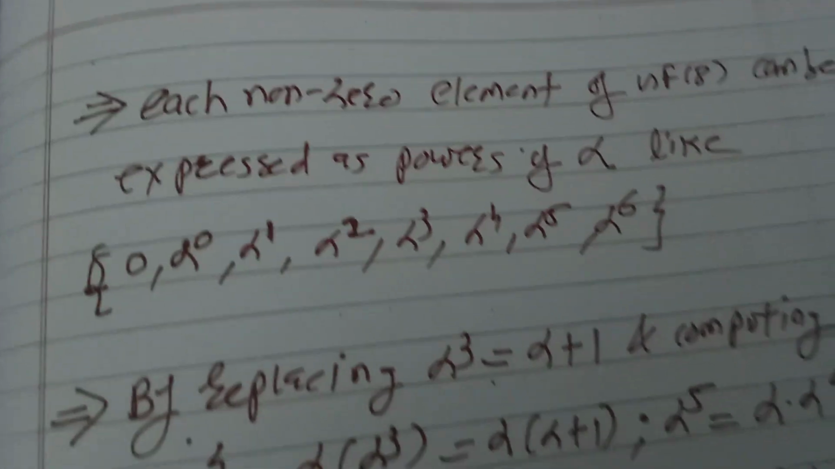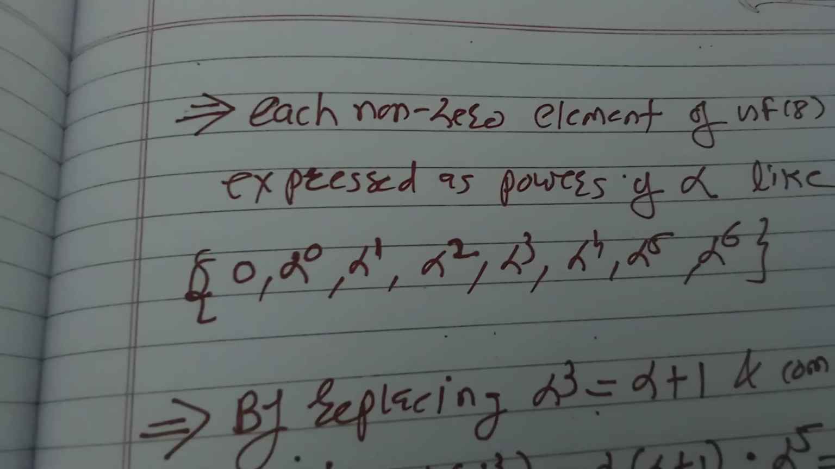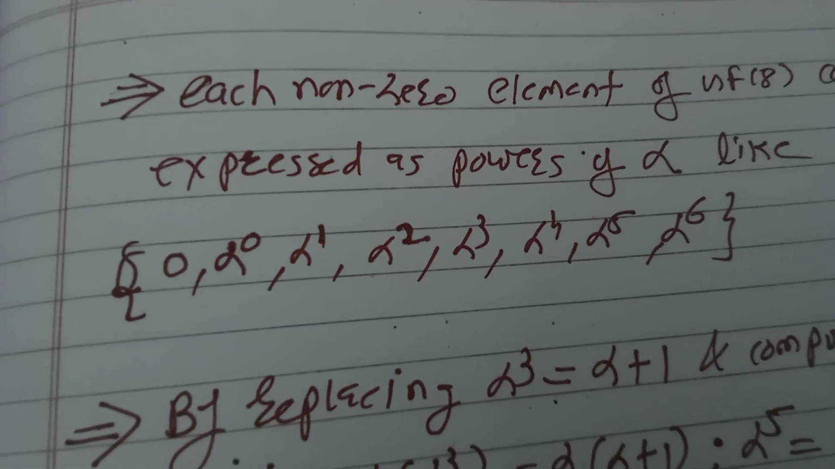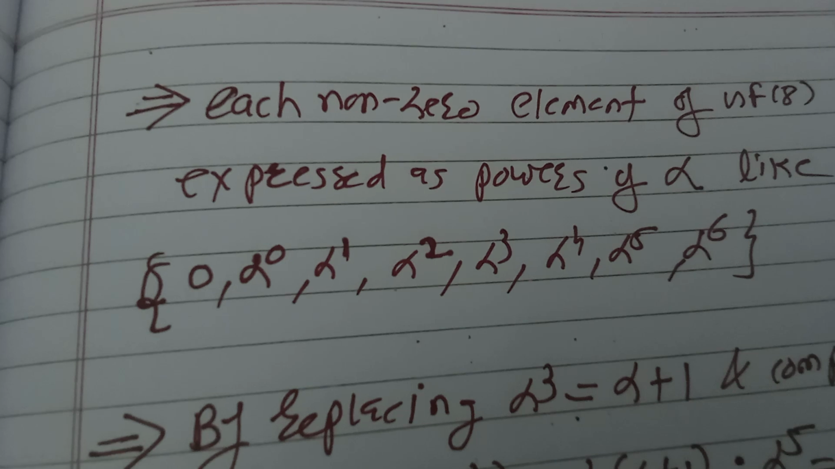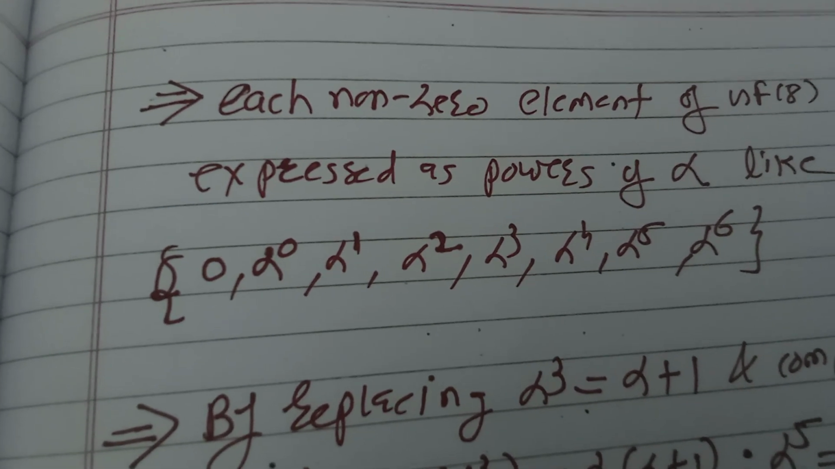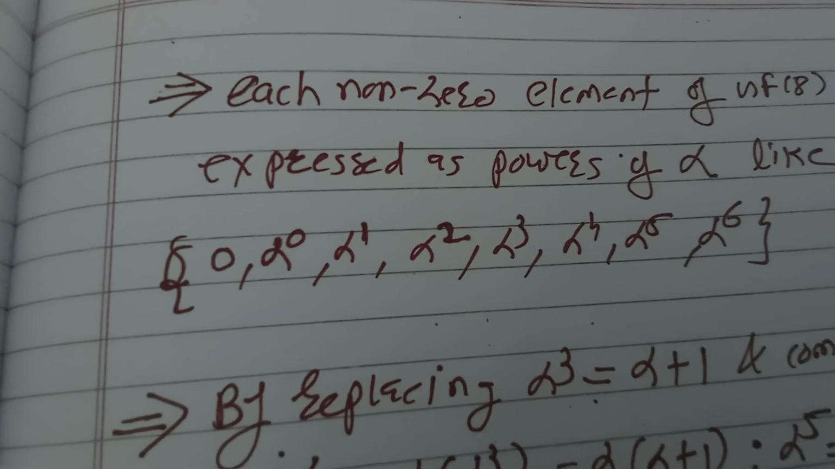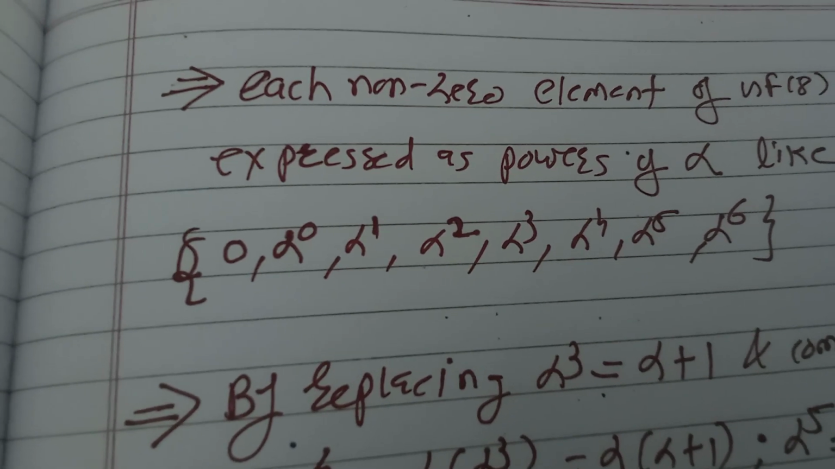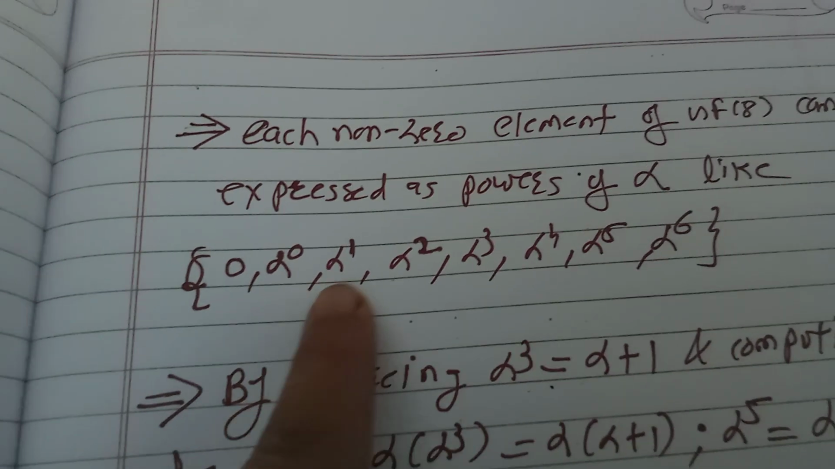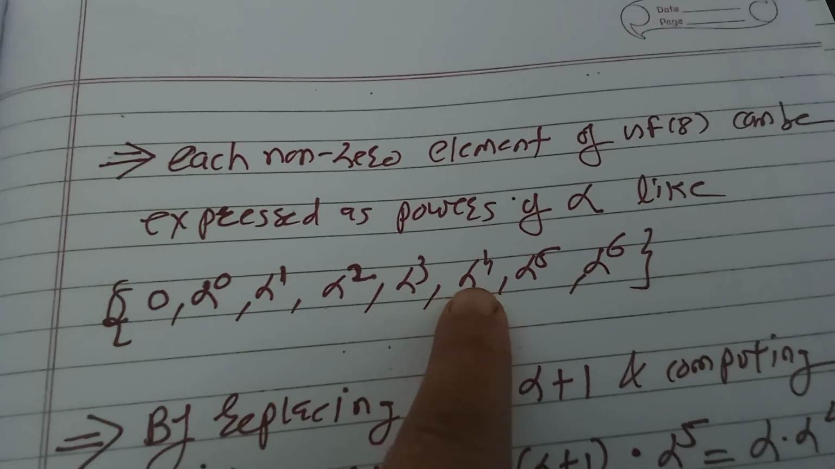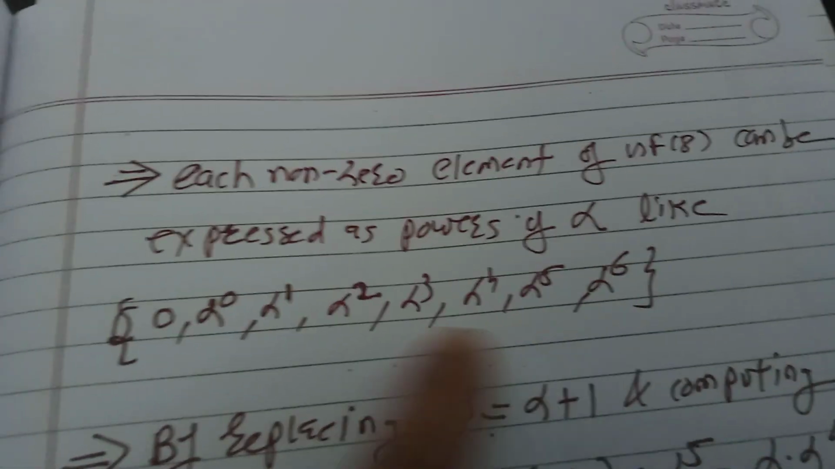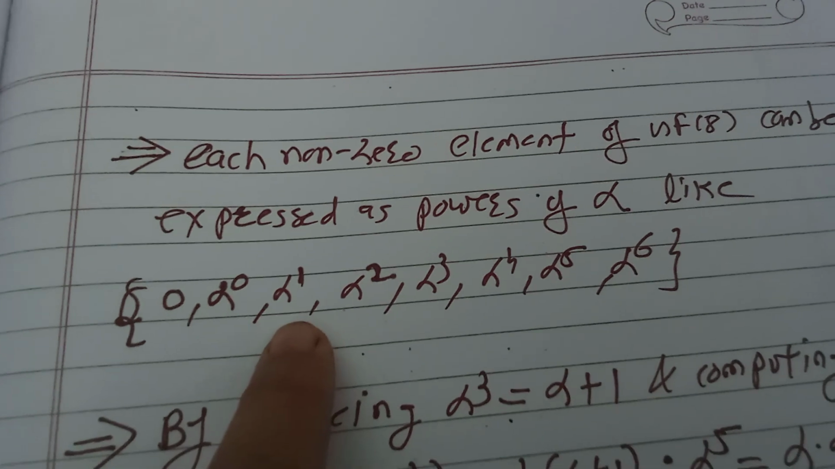So next we know that every non-zero element of Galois field 8 can be expressed as powers of alpha, because we know that a primitive element is the one whose powers represent all the elements of the Galois field. So if alpha is the primitive element of Galois field 8, then every element can be expressed as powers of alpha. So 0, alpha raised to 0, alpha 1, alpha square, alpha cube, alpha 4, 5, 6. So these are a total of 8 elements that can be represented as powers of alpha.